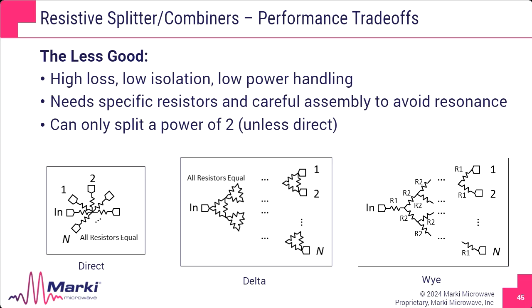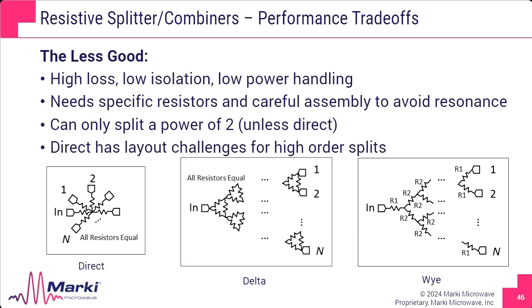Unless you're doing the direct topology, these can only split powers of 2 without introducing excess loss. You can take the Y topology here, and you can do, let's say, an even split, and then if you terminate one of these, you can get an odd number split, but now you're just adding another 6 dB of loss by having another power split.